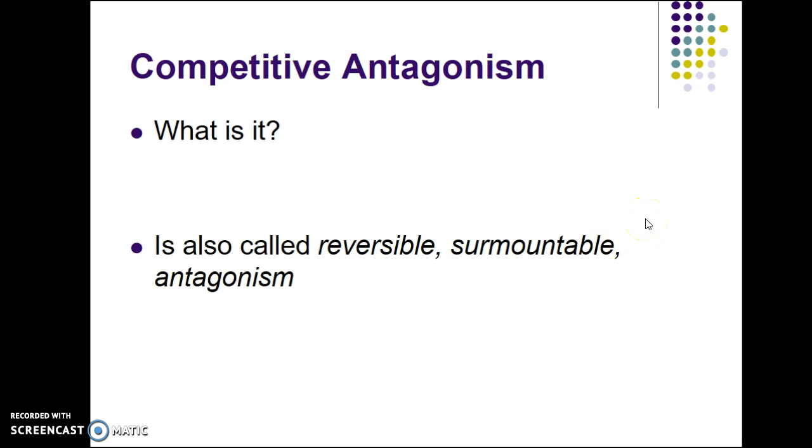So, a competitive antagonism. It's called a reversible, surmountable type of antagonism. So those might give you some other clues to what it is. It's basically the idea that if you have two drugs that act on a particular receptor, and you put in more of drug A, then drug A is going to have the predominant effect. If you put in more of drug B, it's going to have the predominant effect.